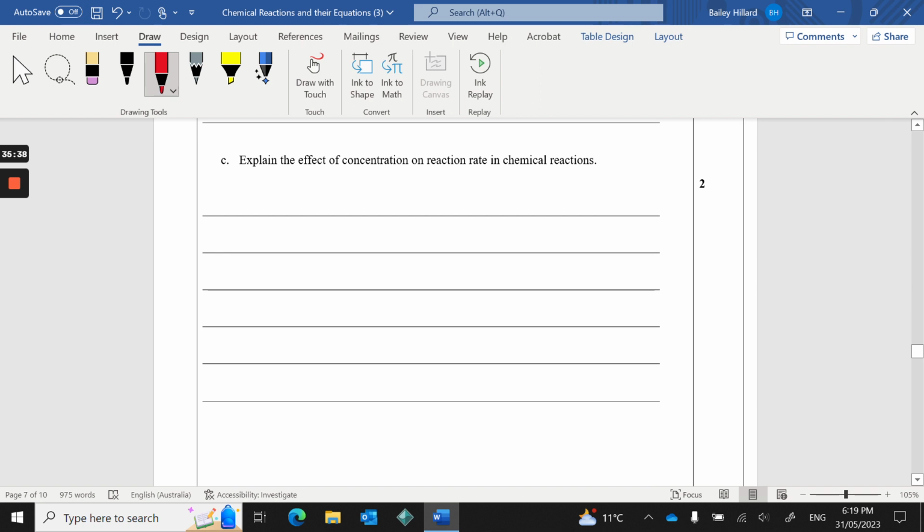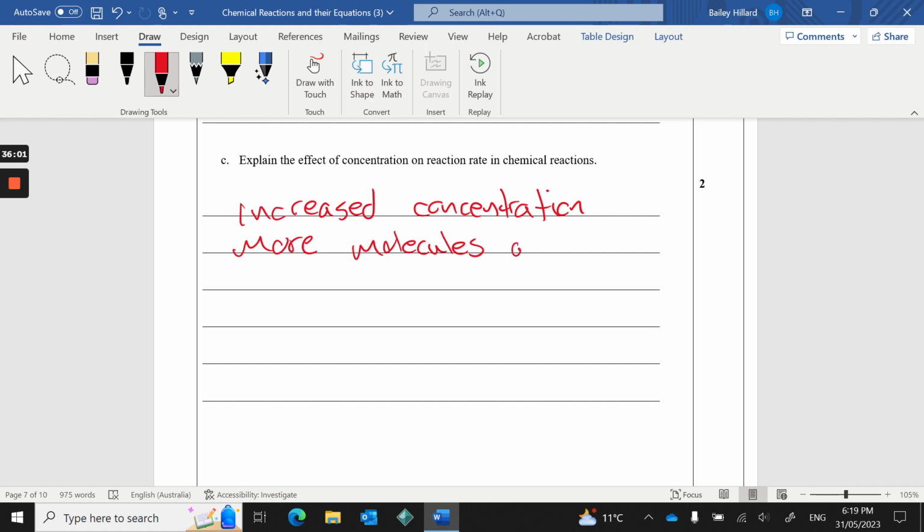So remember, increased concentration causes more molecules to be available for collisions, which increases the rate of reaction.